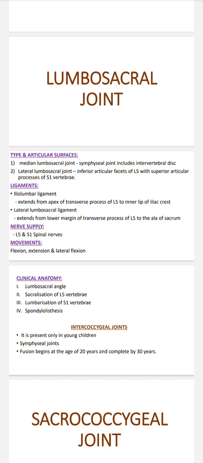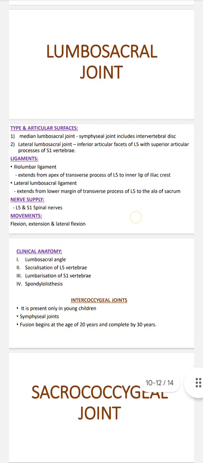The ligaments present in this joint are, first, the iliolumbar ligament, and second, the lateral lumbosacral ligament. The iliolumbar ligament extends from the apex of the transverse process of L5 to the inner lip of the iliac crest, and the lateral lumbosacral ligament extends from the lower margin of the transverse process of L5 to the ala of the sacrum. The nerve supply is the L5 and S1 spinal nerves. Movements here are flexion, extension, and lateral flexion.